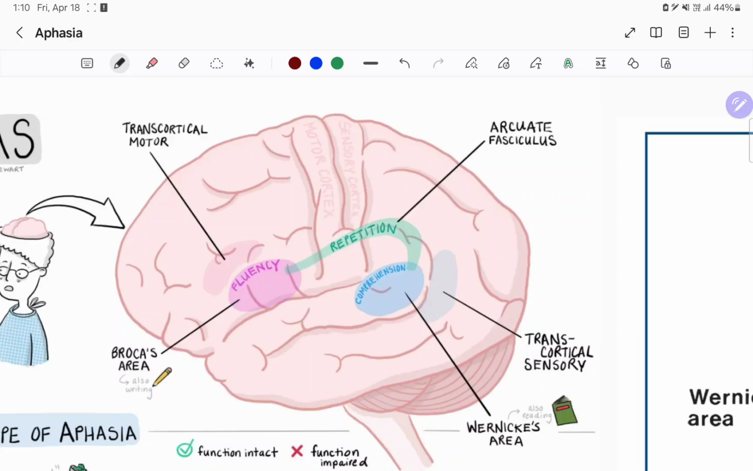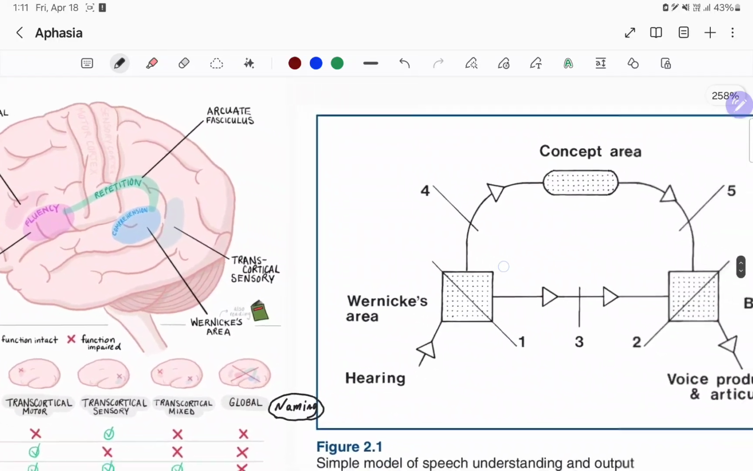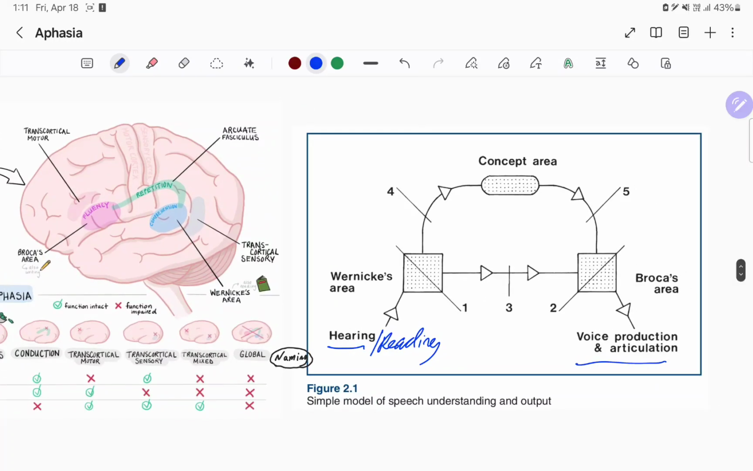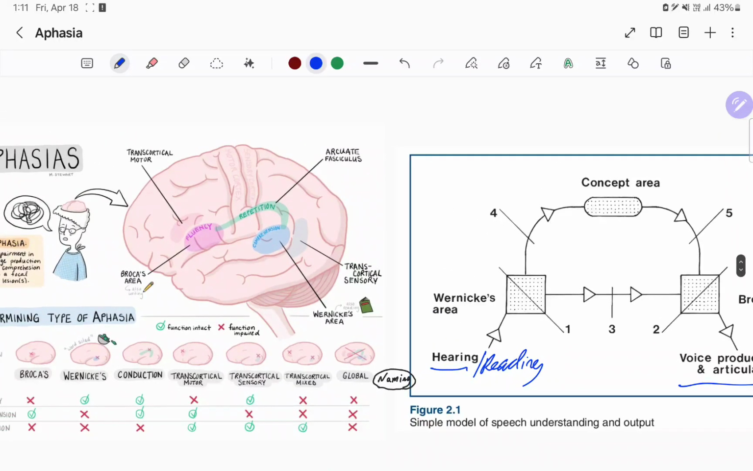At the beginning, let's start by identifying the structures that are involved in the language process. I just zoomed out to include this simple diagram in our view. So as you know, the language process actually starts by hearing or reading information, and it will end by speaking, voice production, or writing. And from the beginning till the end, we have almost 5 structures involved in this process.